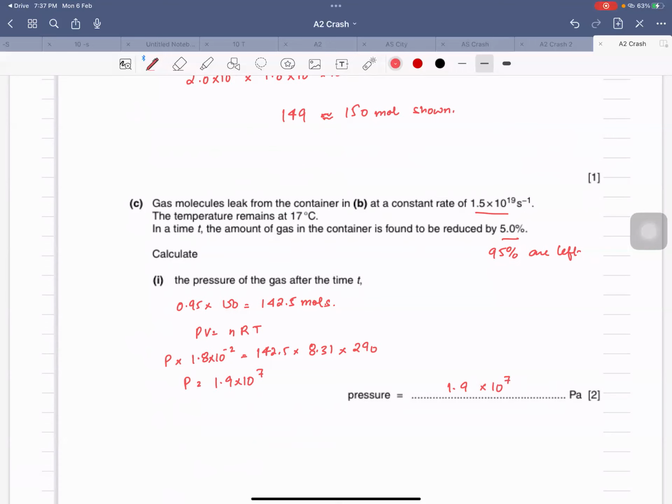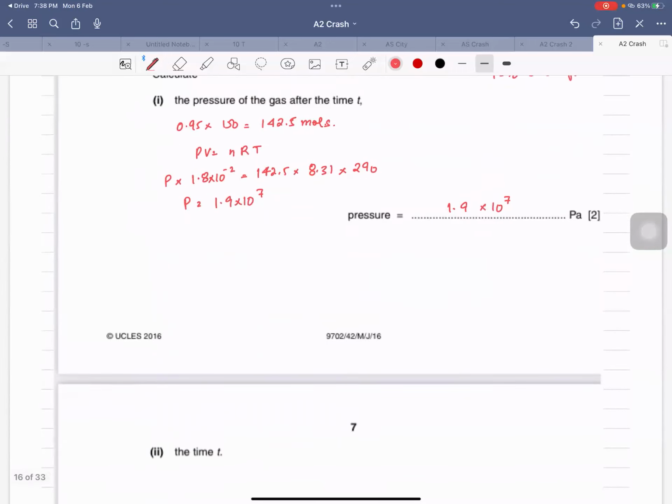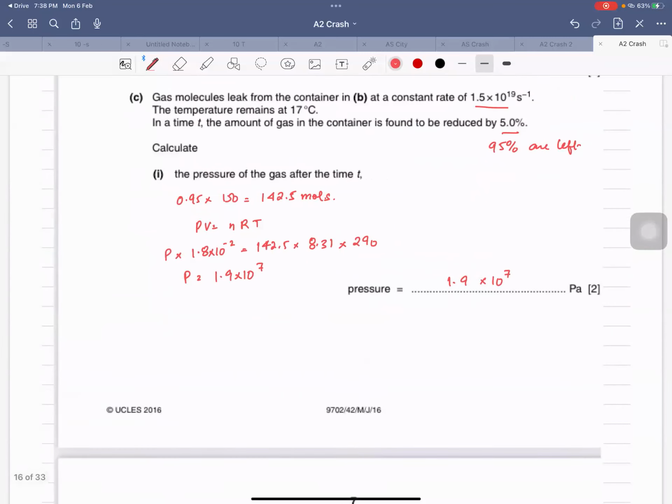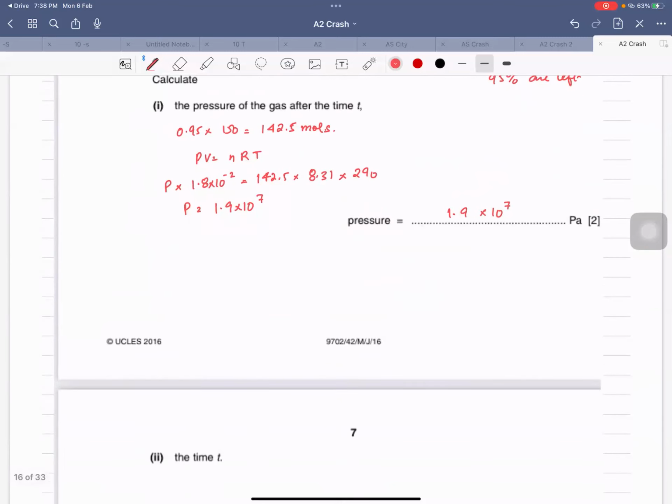Easy, right? Then in the next part, it asks how much time it takes for it to do that. Now, we need to understand that 5% of the moles have left.